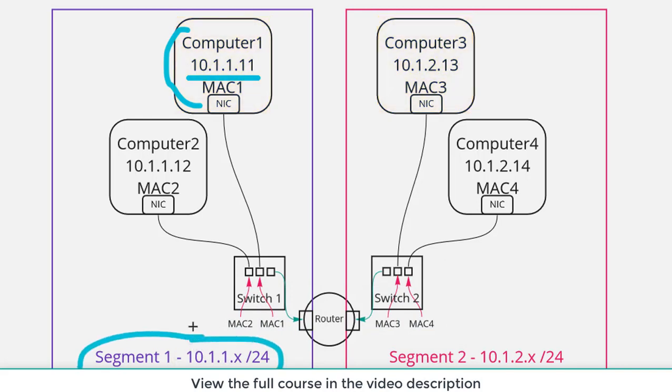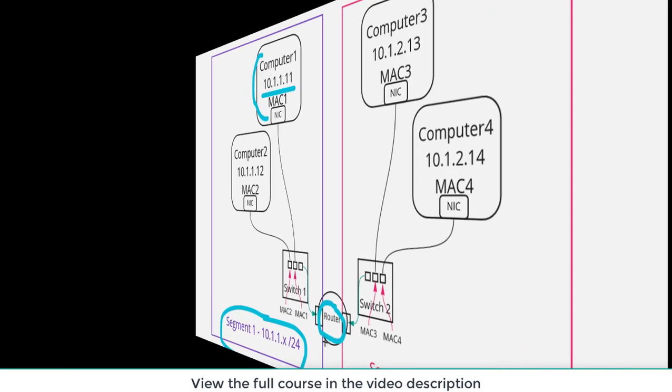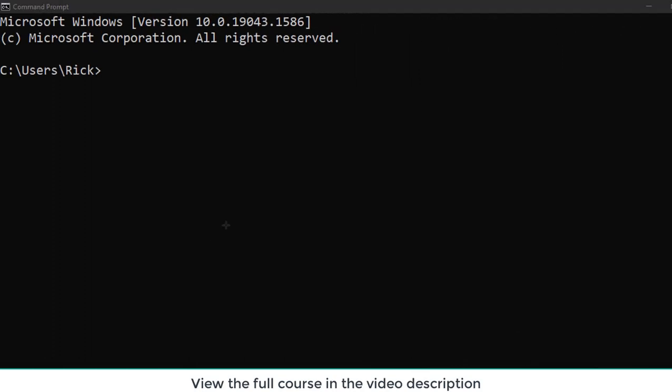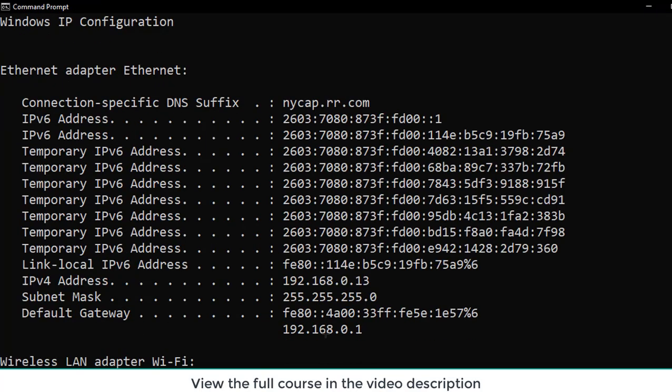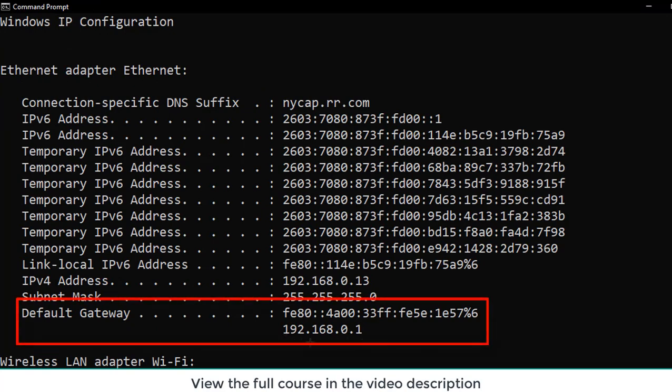And so the operating system will say, if this destination is not on my local segment, I need to send it to something that can reach those other segments. I need to send it to the default gateway. And so again, here we are in my command prompt for my computer. I'm just going to type in the ipconfig command. And notice what we see here in ipconfig. We've got an IP address for my default gateway and a MAC address for my default gateway.